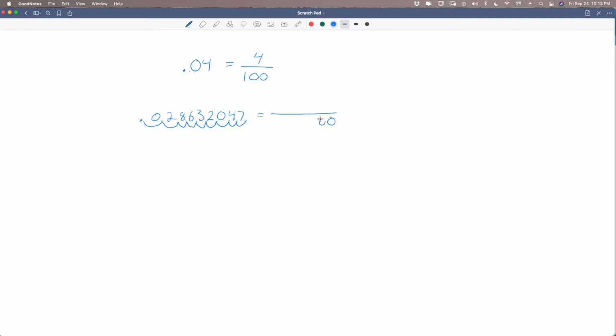So 1, 2, 3, 4, 5, 6, 7, 8, 9. I didn't make my thing long enough, did I? Let me make that longer. So that equals 1 billion, because this would be 1 million, so this is 1 billion. And you can drop the 0 in the front and just start with the 2.